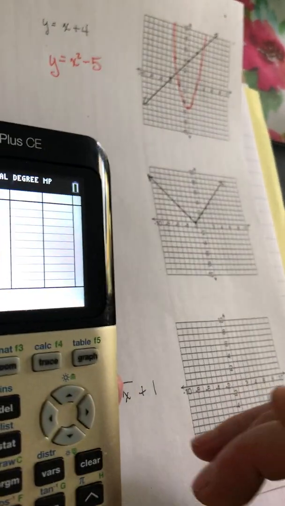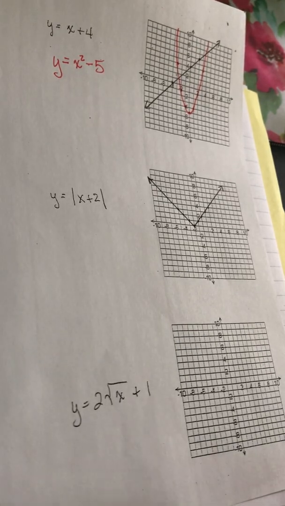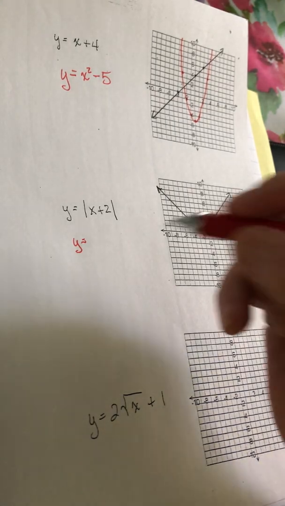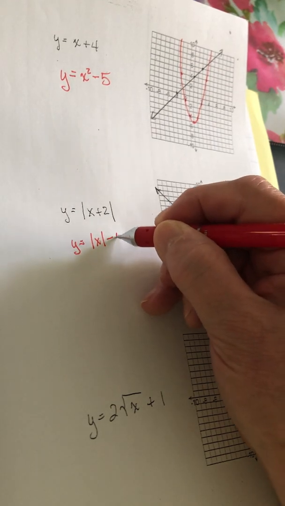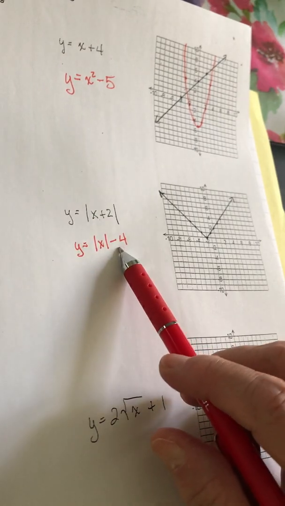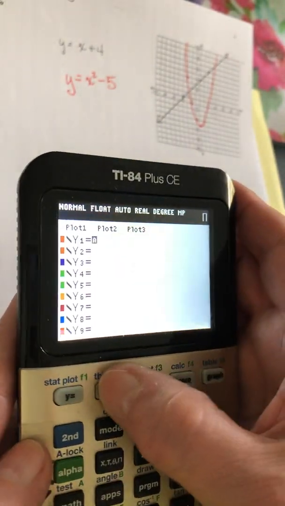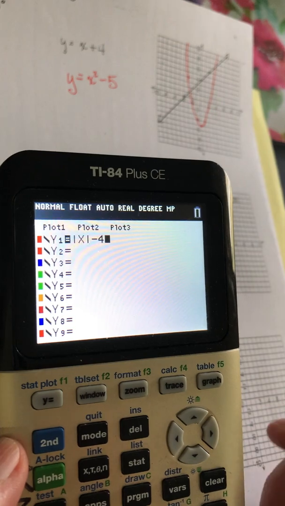Now, let's do another one. Let's make one up. Let's say I had y equals the absolute value of x minus 4. Okay, because I just want you to kind of see what happens when it's outside of the absolute value. Okay, so I got to get my absolute value, alpha F2, absolute value, x, arrow out, minus 4. Okay.